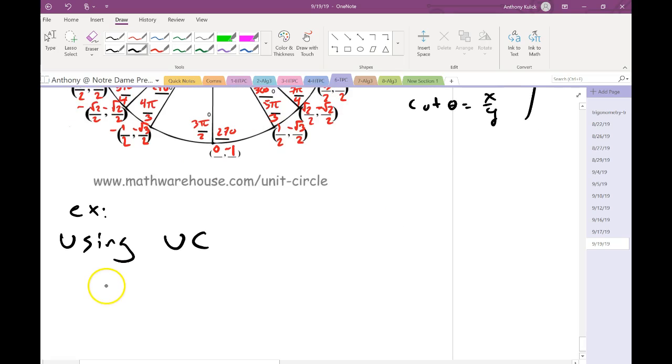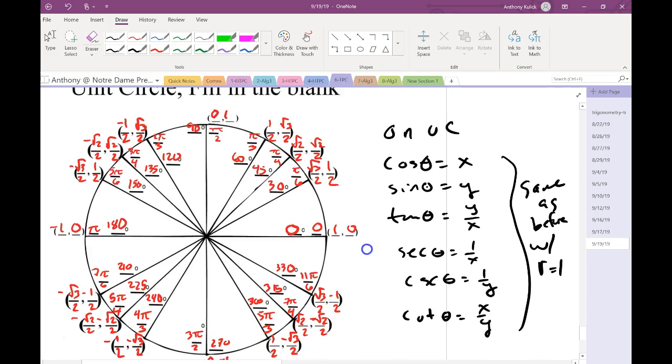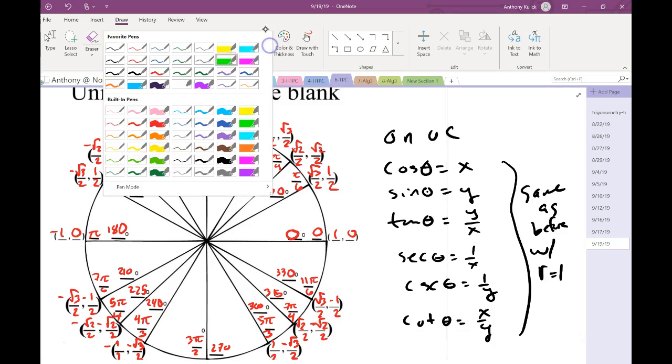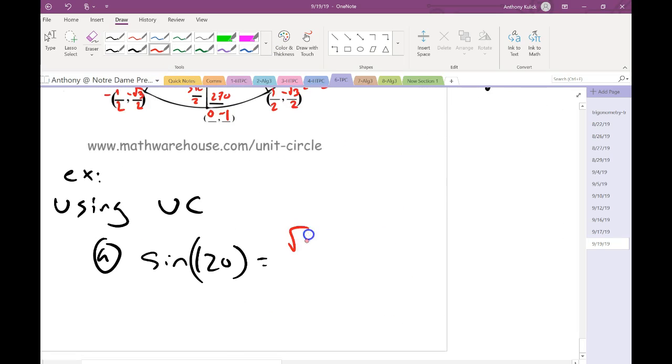Okay, so using the unit circle, let's find the value for, say, sine 120. You can do this on your notes or on the same sheet as this unit circle thing. It doesn't matter to me. So if I want to find sine of 120, I locate the 120-degree angle on my unit circle. So that's dealing with this point. Everybody agree with that? I know that sine is the y, so I know that sine of 120 is square root 3 over 2. And I'm done.